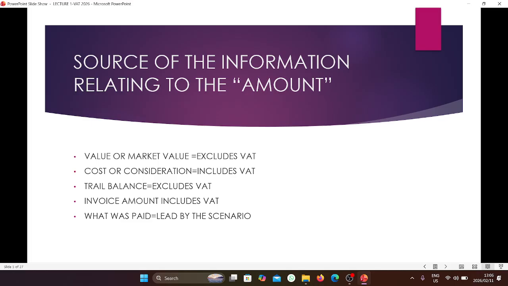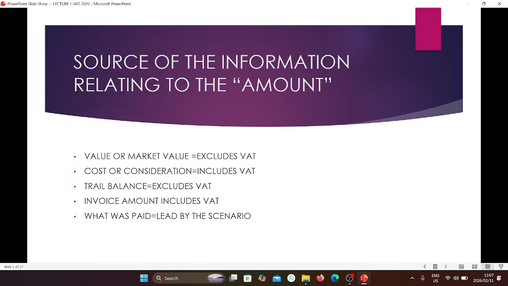If they're giving you trial balance amounts, then it excludes VAT. Because why? Remember, as accountants, we are first going to do our general ledgers before we move to our trial balance. So when we are doing our general ledgers, we are going to take out VAT. Remember, there is a contra account that's called VAT input or VAT output. So you are going to take out the VAT before you transfer your amounts to your trial balance. Therefore, that's why your trial balance amounts will be excluding VAT.